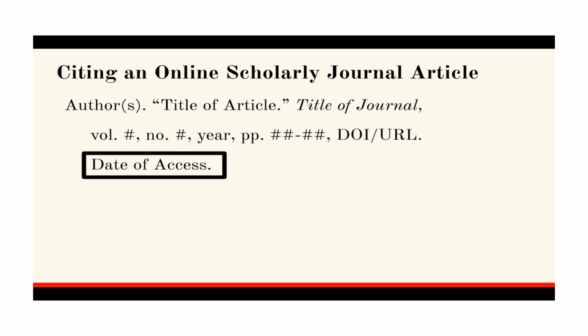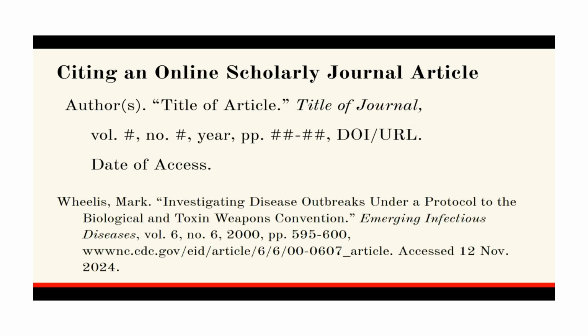The final piece of information is the date of access, meaning the last date that you read or accessed the article. You precede the date with the term "accessed." It follows the format of day, month, year, with the month being abbreviated if necessary. The citation as a whole ends with a period. Here's an example of what a citation for an online scholarly journal article would look like.